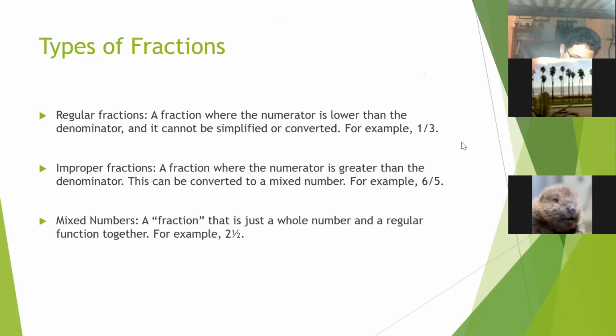And mixed numbers are a quote-unquote fraction, which is just a whole number plus a regular fraction. And just ignore the typo here. I meant to write fraction. So for example, 2 1/2. This is a mixed number because you can just read it as 2 plus 1/2. So it's just like an improper fraction, but written a different way. It's more than one.